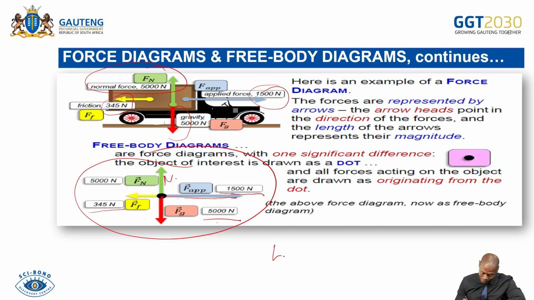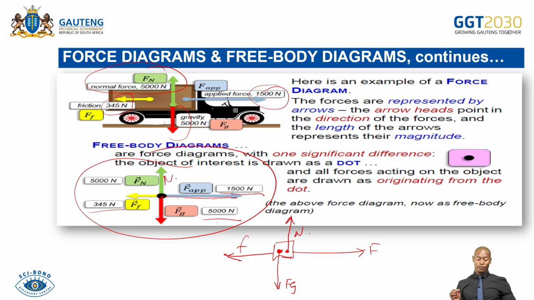Force diagram. This is the force diagram. You have your force applied. Okay. You have your frictional force, which is a bit shorter than the force applied. Right? So frictional force. And then you have your Fg. Very, very important. You have your Fg. You have your normal force. So that is our force diagram.